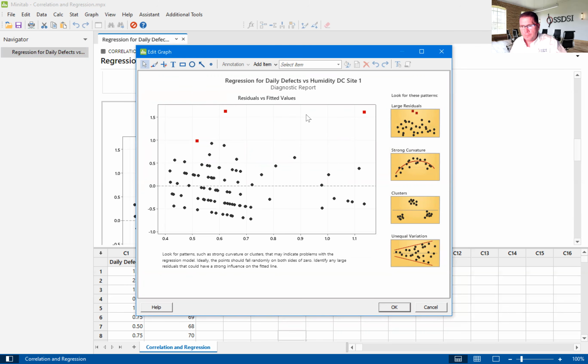Okay, then we come up to the diagnostic report, and this is where, when you see these red dots, these are those unusual values. And so this is pointing to maybe something specific is happening. You can hover over these, and it will tell you what row that comes from. So you can go back and look at the data to see why it would have such unusual fits or residuals.